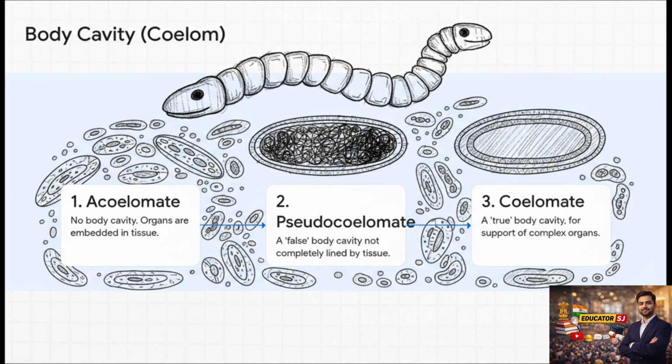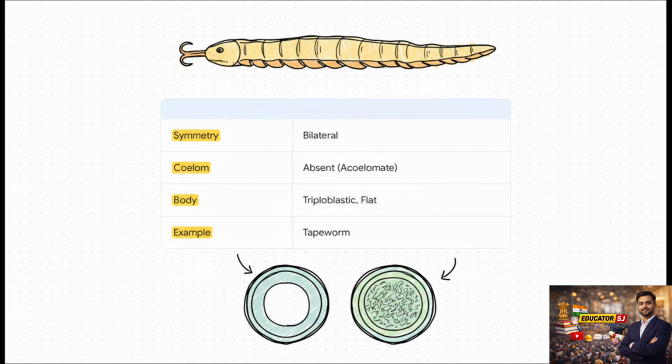Early on, you had animals that were acoelomate, totally solid, no cavity. Then came the pseudocoelomate, which had a sort of false cavity. And finally, you get the coelomate, with a true, fully lined body cavity. That development right there opened the door for all kinds of incredible complexity. So, who were the first pioneers of this new bilateral world? That would be the Platyhelminthes, or flatworms.